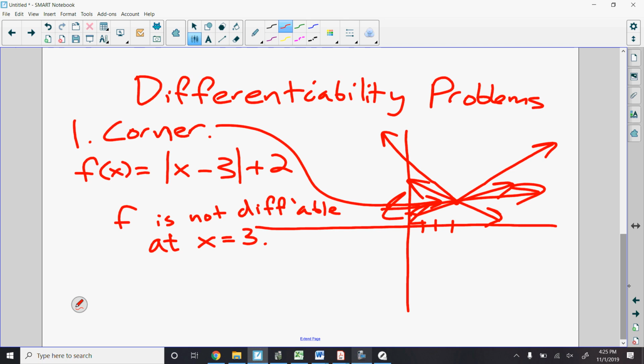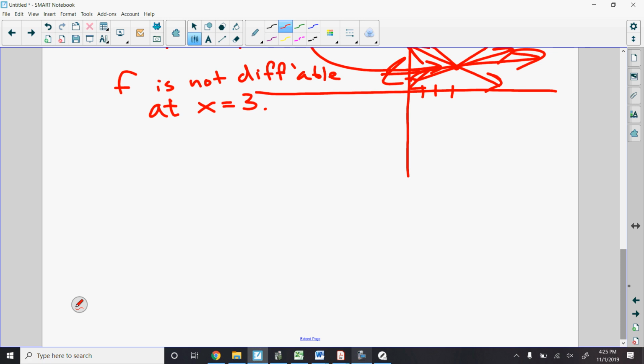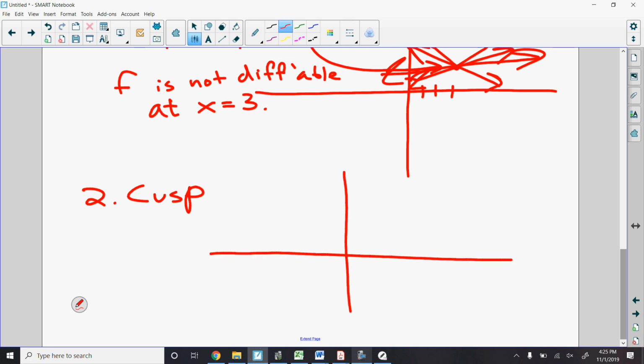Okay, let's take a look at another type of thing we can see, a cusp. Cusps also cause differentiability problems. They look kind of like a corner, but they're a little more curved coming in. So here's an example of a cusp.